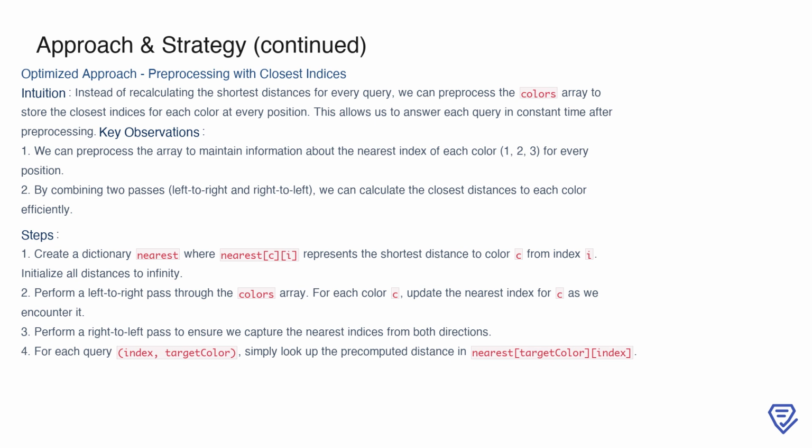In a left to right pass, we update the nearest indices as we encounter each color. Then, in a right to left pass, we refine these distances to ensure the nearest index is captured from both directions. Once pre-processing is complete, answering a query becomes a simple lookup in the pre-computed dictionary, which takes constant time. This approach significantly reduces redundant computations and ensures efficiency.